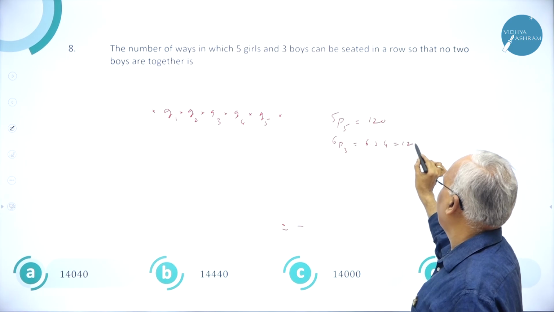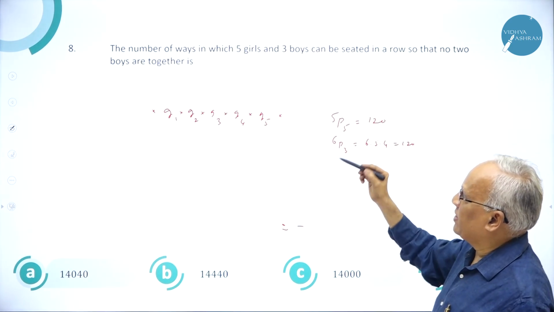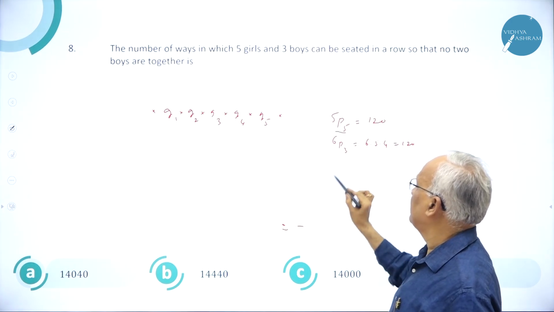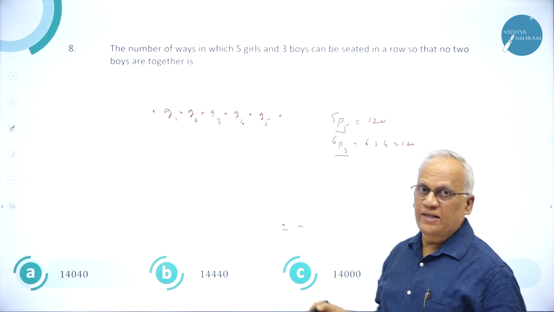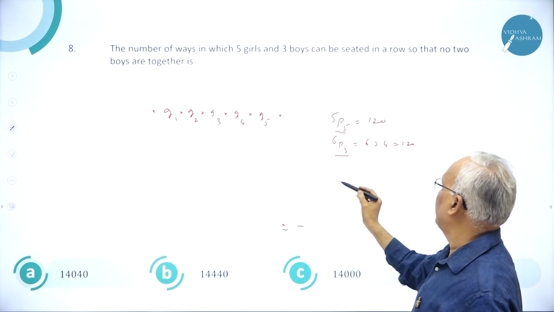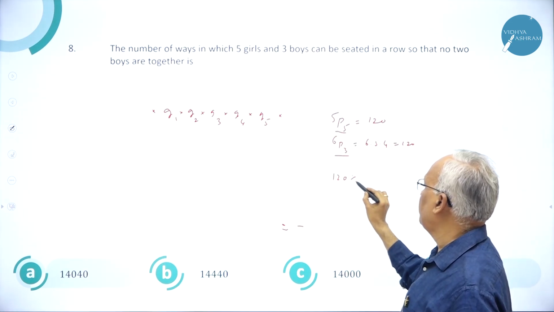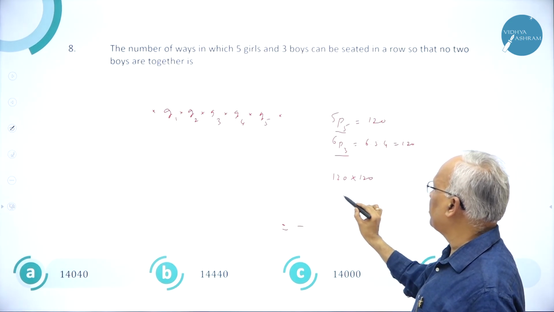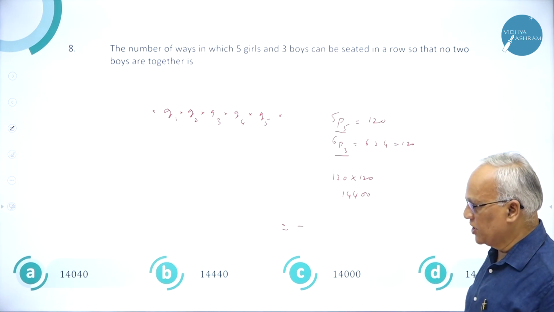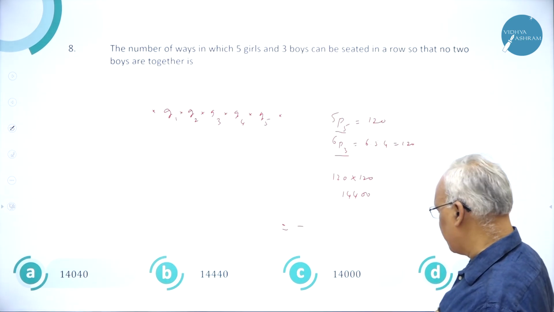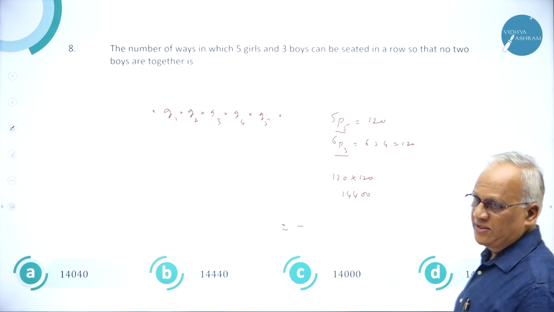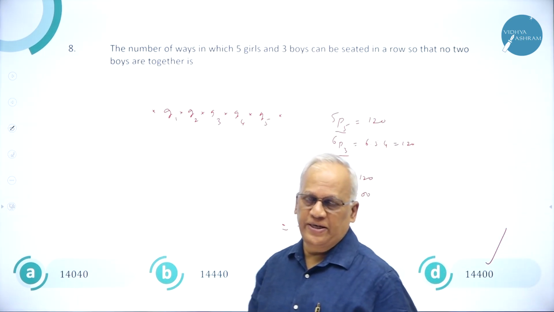That is also 120. Therefore, by the fundamental principle of counting, if a certain thing can be done in m ways and another thing can be done in n ways, then both can be done in m into n ways. If you want to arrange both boys and girls, both should be done together. It is 120 into 120: 12 into 12 is 144, and 2 zeros, 14400. Be careful. So the answer is 14400, which is D.